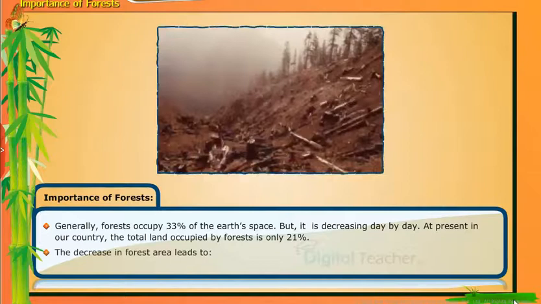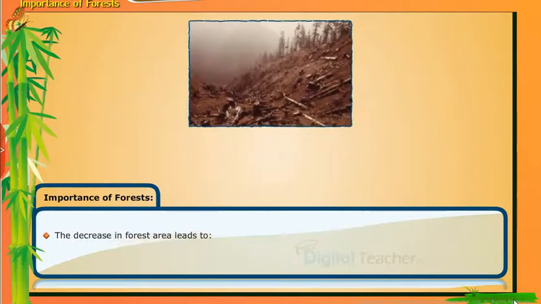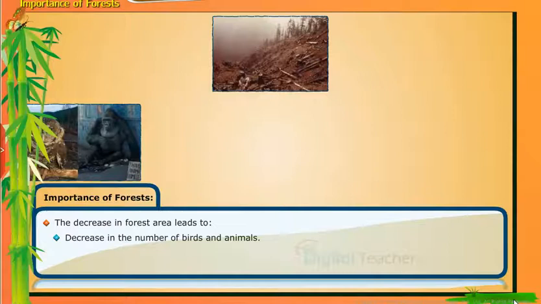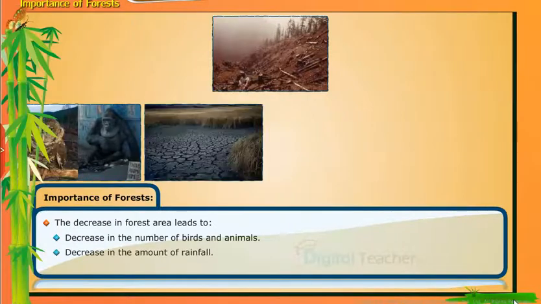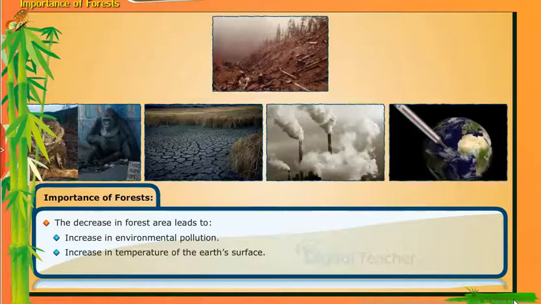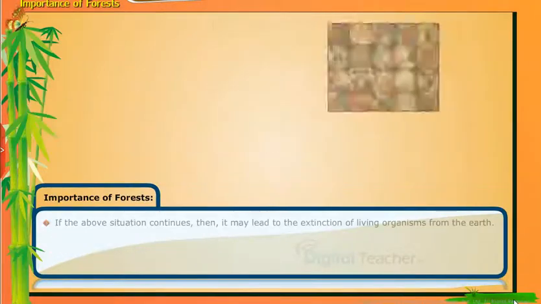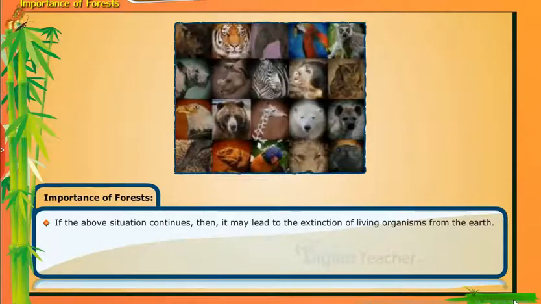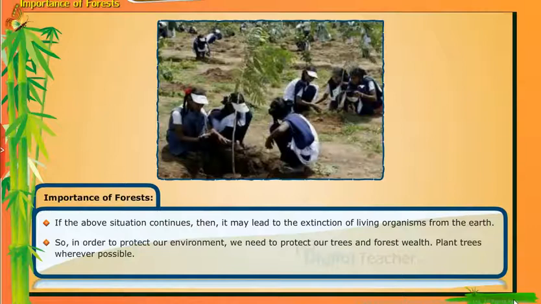The decrease in forest area leads to decrease in the number of birds and animals, decrease in the amount of rainfall, increase in environmental pollution, increase in temperature of the Earth's surface. If the above situation continues, then it may lead to the extinction of living organisms from the Earth. So, in order to protect our environment, we need to protect our trees and forest wealth. Plant trees wherever possible.